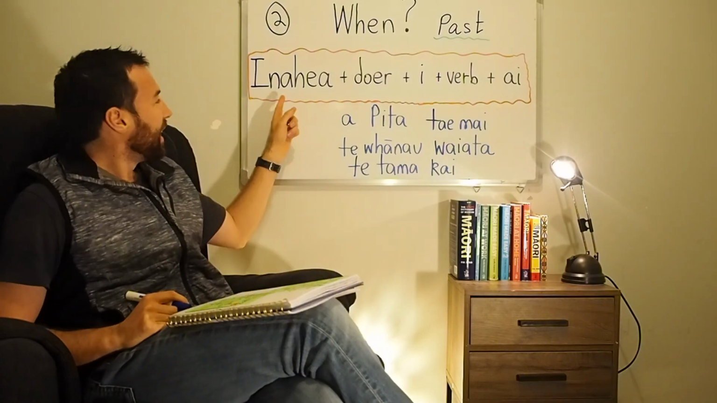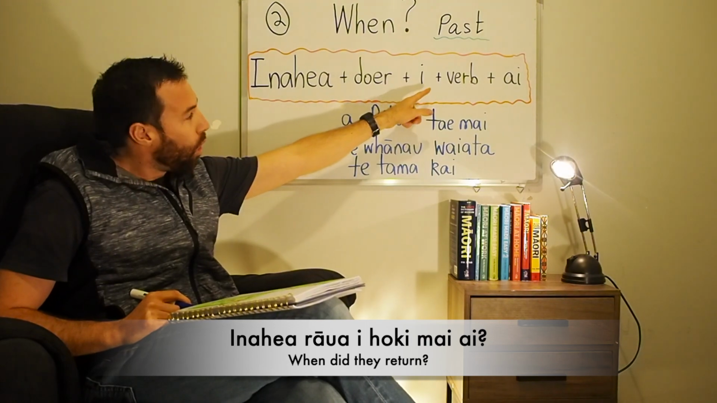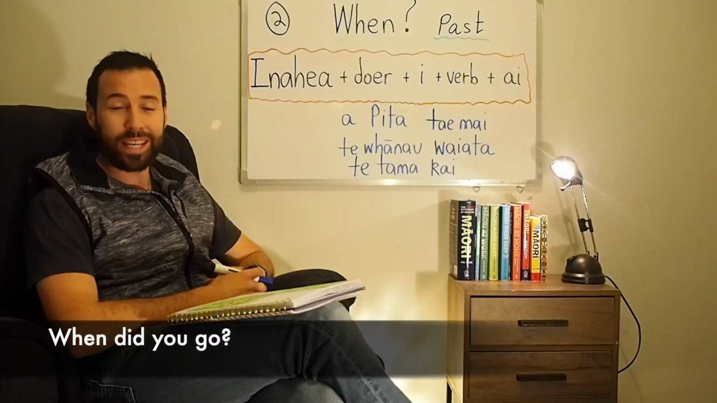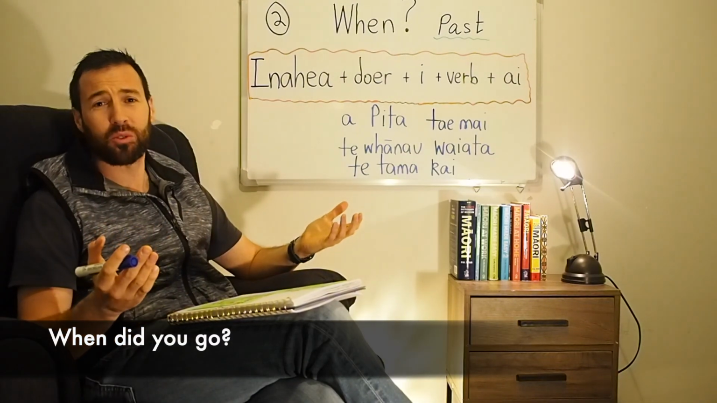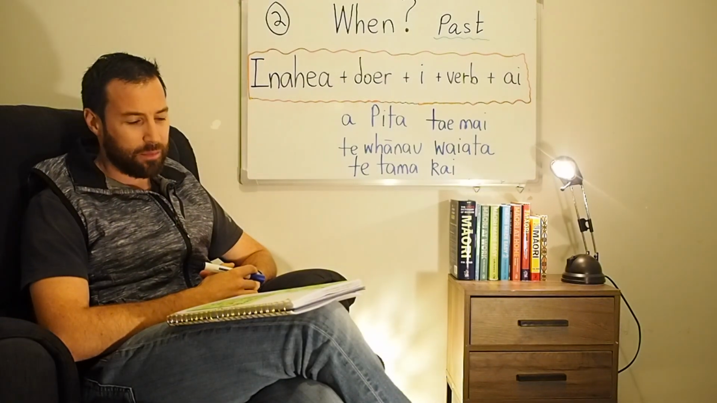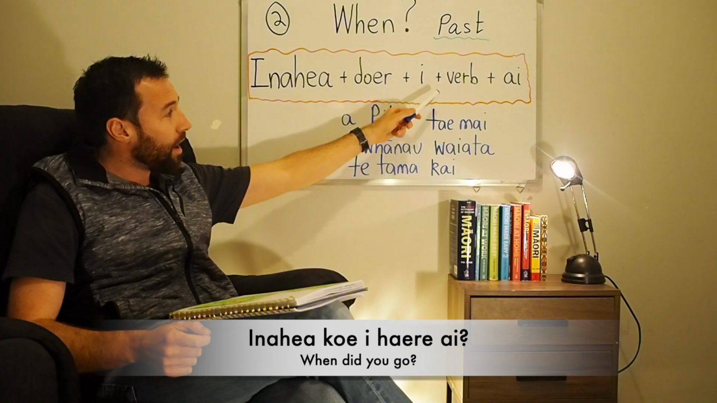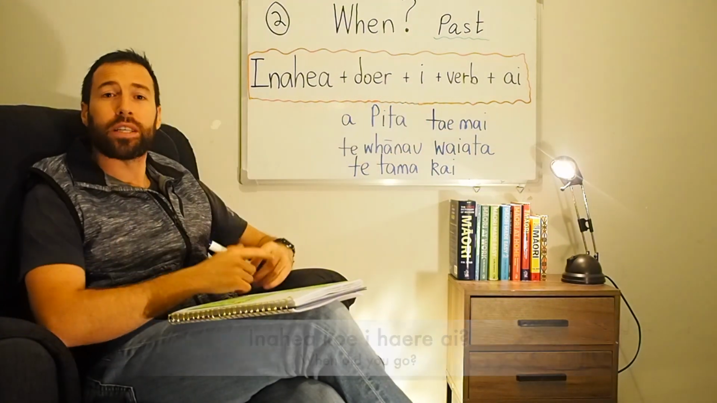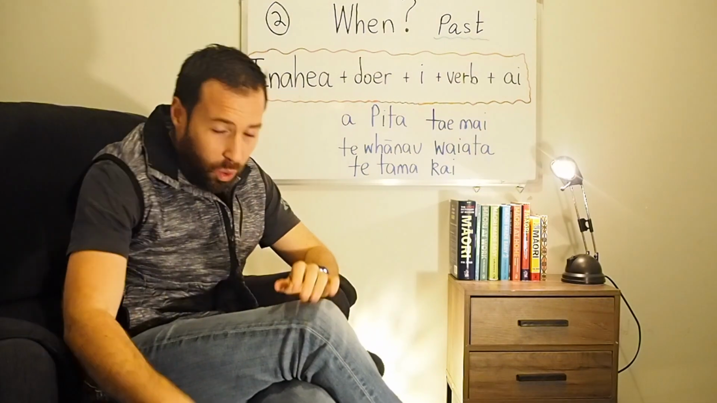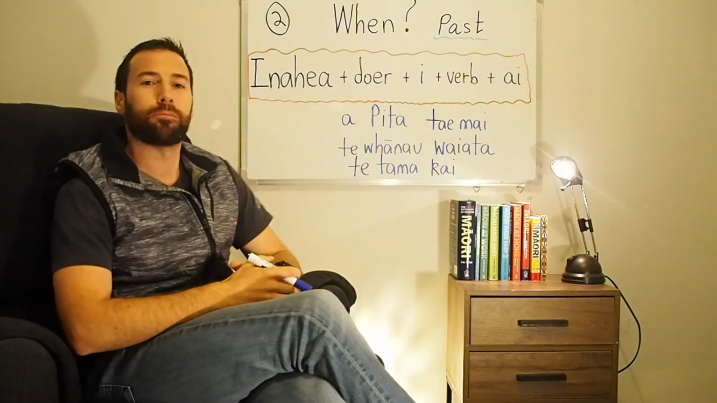Did you come up with "Ina hea raua i hoki mai ai?" And finally, when did you go? It's a question we ask all the time, well, I do. Oh, when did you go? Did you come up with "Ina hea koe i haere ai?" "Ina hea koe i haere ai?" When did you go? Hopefully that started to make sense, e hoa mā. All we've done is just tweak the way we start the sentence and chucked an "i" in there.